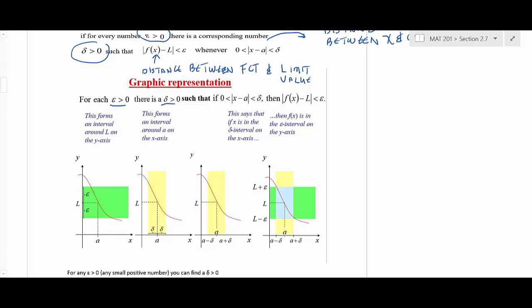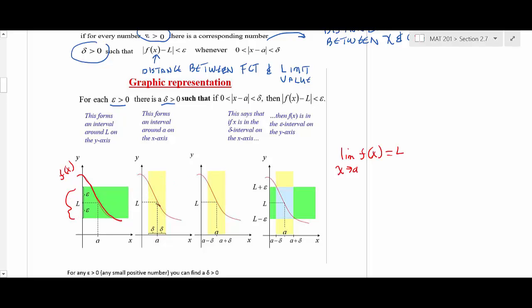So what I'm trying to do with this picture down here is, this is some arbitrary function right there. That's f(x). And then this is the value of the limit. So what we're looking at in this picture is the limit as x goes to a of f(x) is equal to L. So this is the limit value. Now epsilon is some positive number above and below that limit value. So it makes kind of a band, an epsilon band right there you can think of.